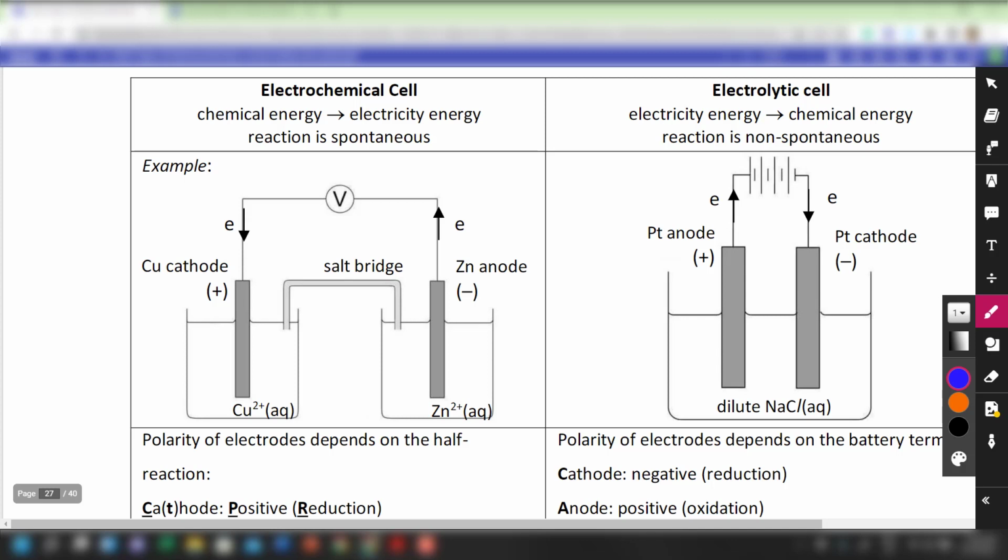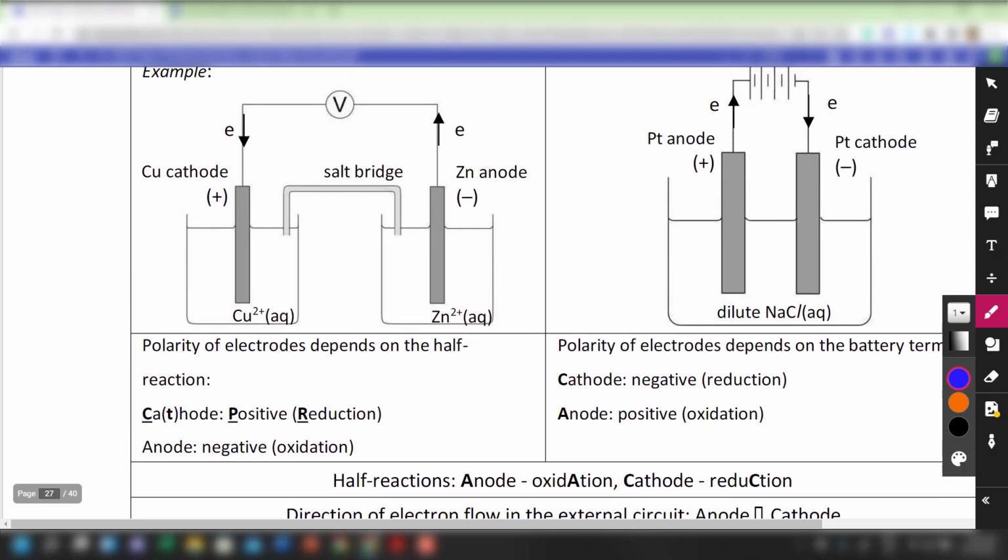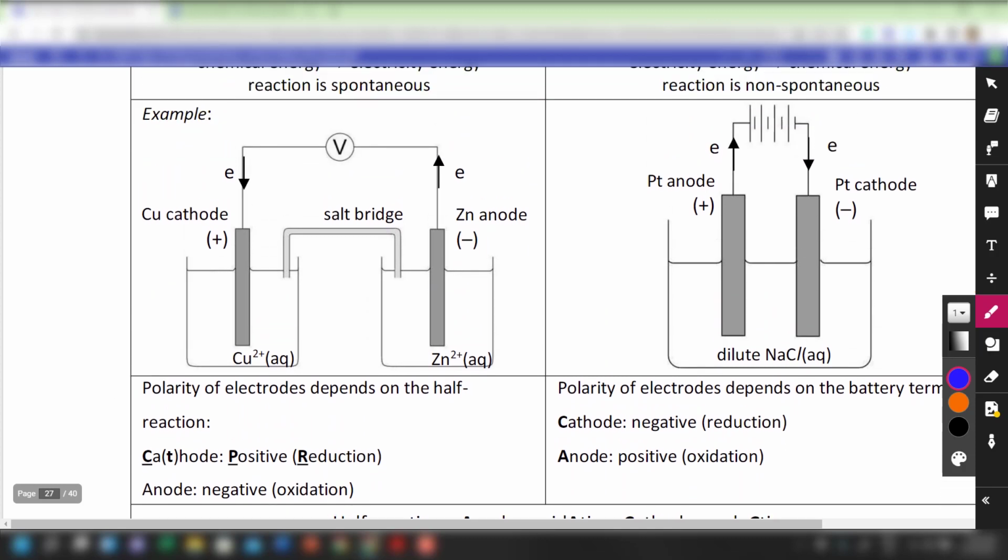Because zinc is being oxidized, the zinc anode will be electron rich, and copper-2 gets reduced at the copper cathode, and therefore the copper cathode will be electron deficient. Zinc being the more reactive metal, it allows electrons to be pushed from zinc to copper, and this is a spontaneous process. So this is an example of a galvanic cell. There isn't really a need for you to memorize the polarity of the electrodes, because if you analyze the processes that are taking place, I think you would be able to work out the polarity.